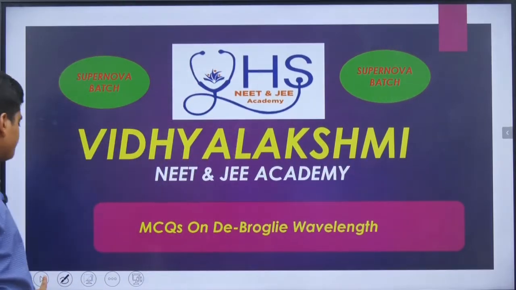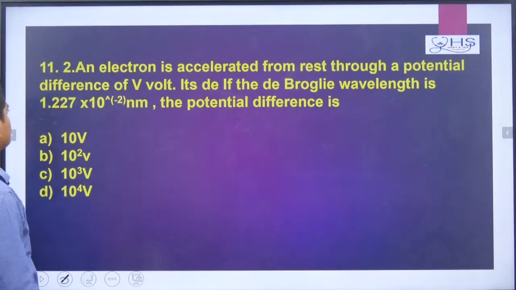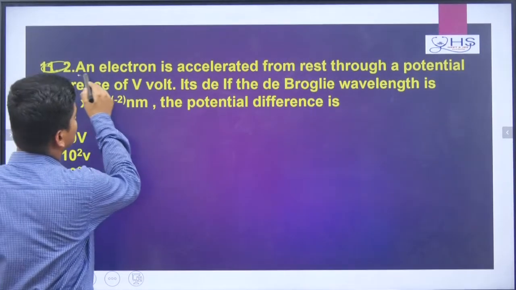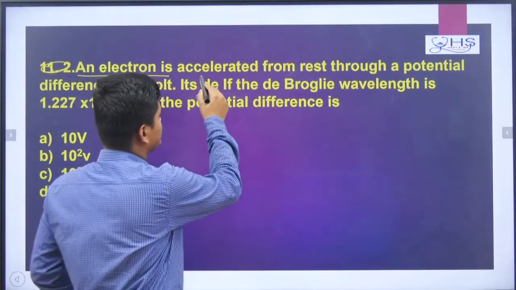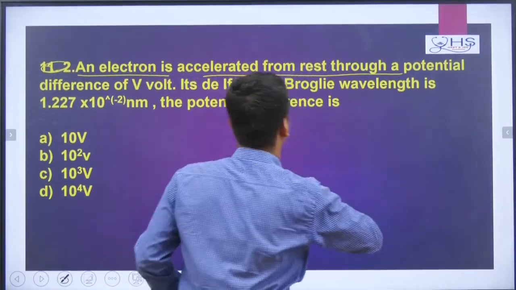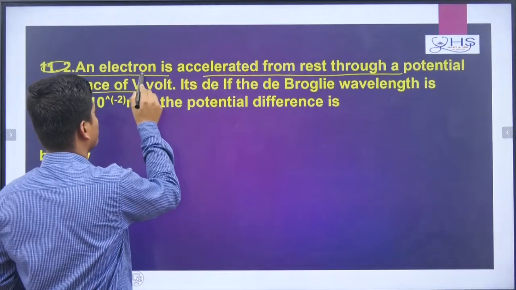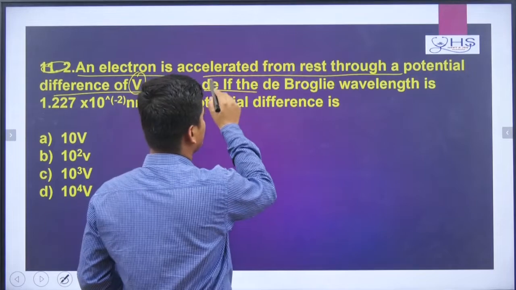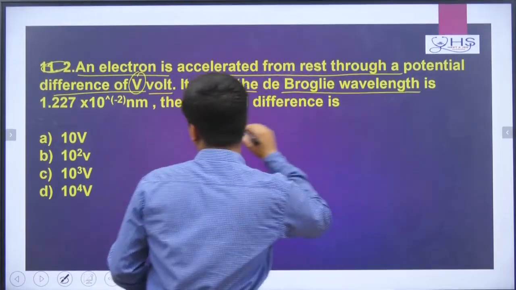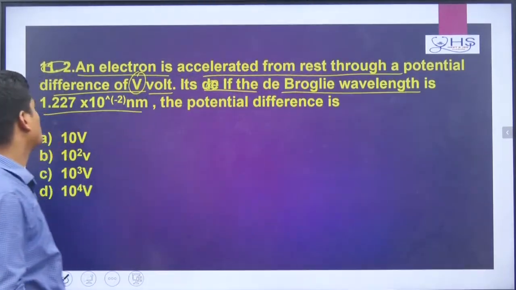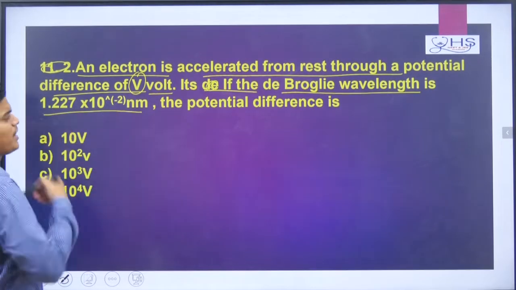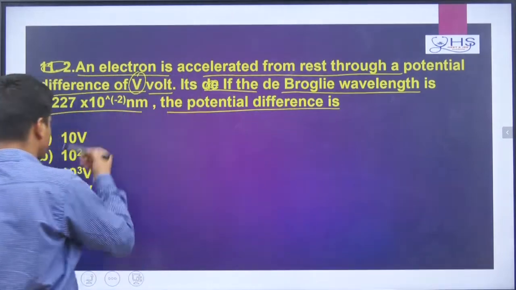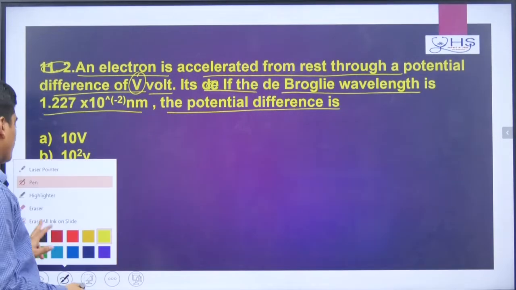Now come to question number 1. Here they are telling: an electron is accelerated from rest through a potential difference of V volt. If the De-Broglie wavelength is 1.227 × 10^-2 nanometer, what is the potential difference? Some options are given. Okay, so understand here.